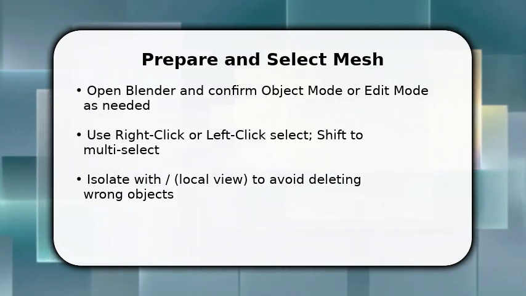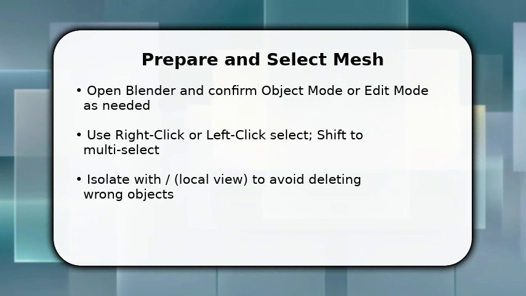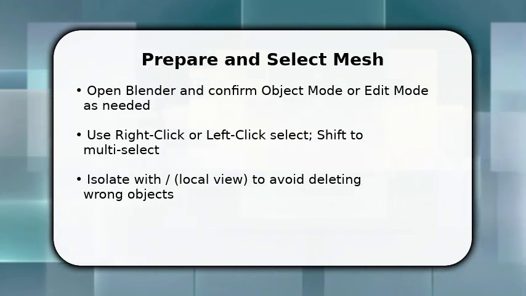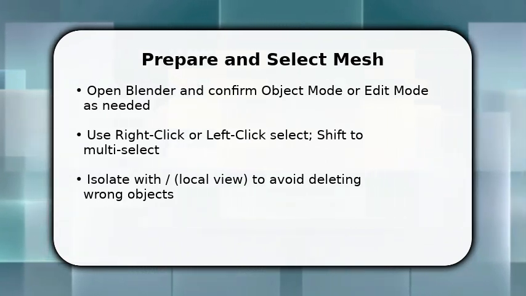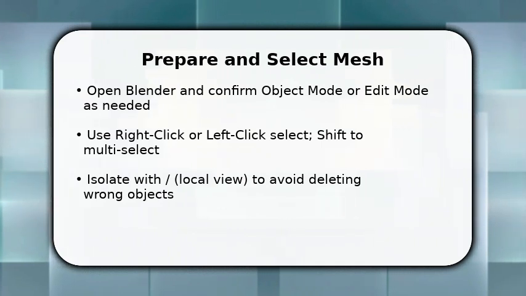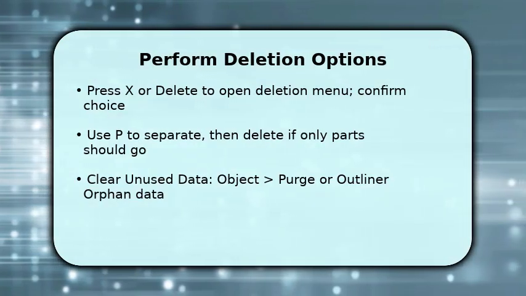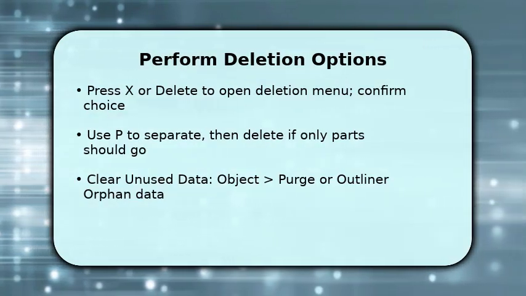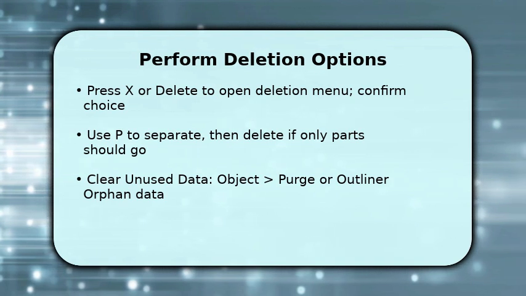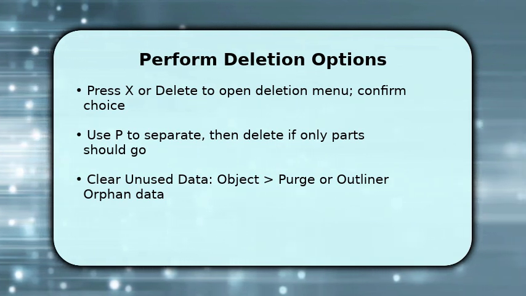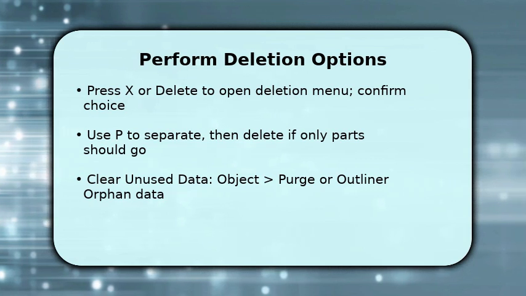This prevents accidental deletes. Once selected, inspect the outliner to confirm the exact object name so you don't remove a hidden, important asset. Now you'll execute the deletion and choose the right method for your intent. Press X or delete and pick from the menu vertices, edges, faces, or whole objects, depending on mode.